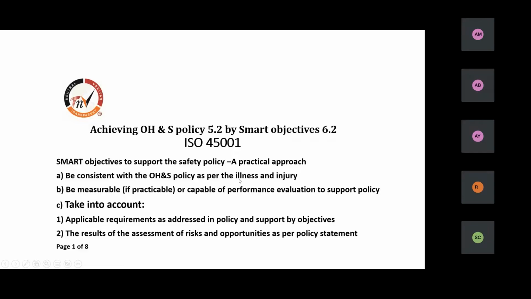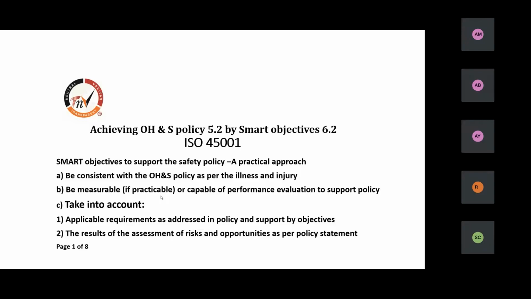Okay, and the theme is illness and injury needs to be controlled, reduced, known, and understood. These are a few terminologies which we'll be discussing throughout the discussion today. And it should be measurable if practicable. Many times things cannot be measured. Sometimes there's a situation where we are not able to measure it, maybe because we don't have data immediately, maybe we don't have parameters to make the measurement.